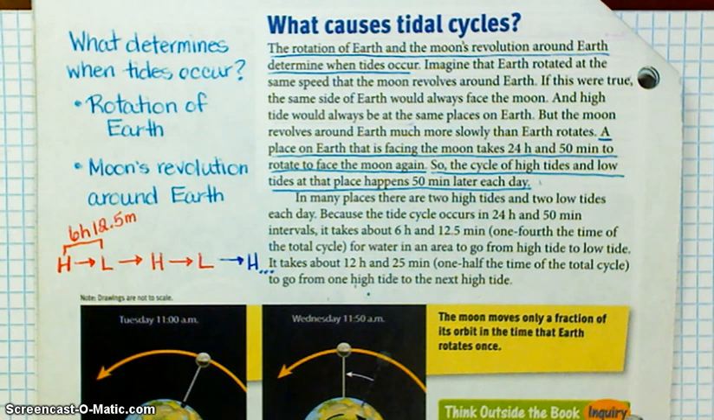All right, so just to show you what I meant, 6 hours, 12 and a half minutes from high tide to low tide, another 6 hours, 12 and a half minutes from low tide back to high tide. And remember, to show me that you're listening, make sure you draw the bracket from high tide to the next high tide and label it 12 hours and 25 minutes. All right, join me at the bottom of the page and we're going to fill in the data table.